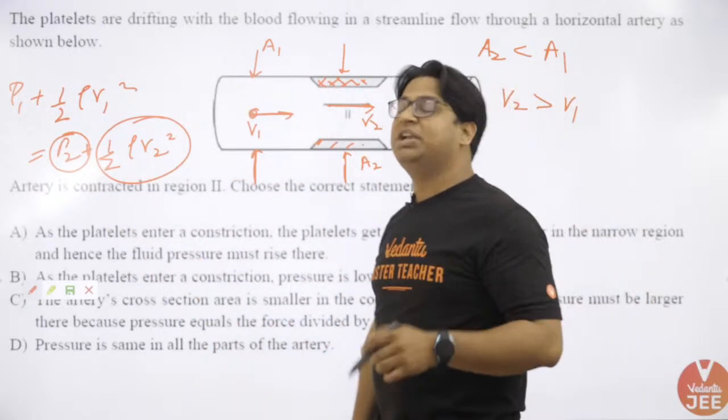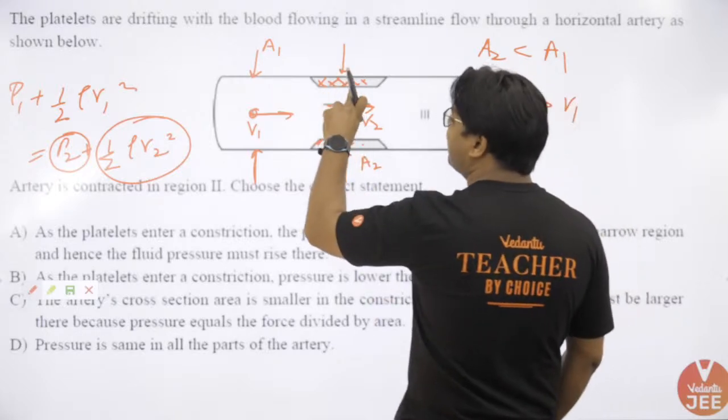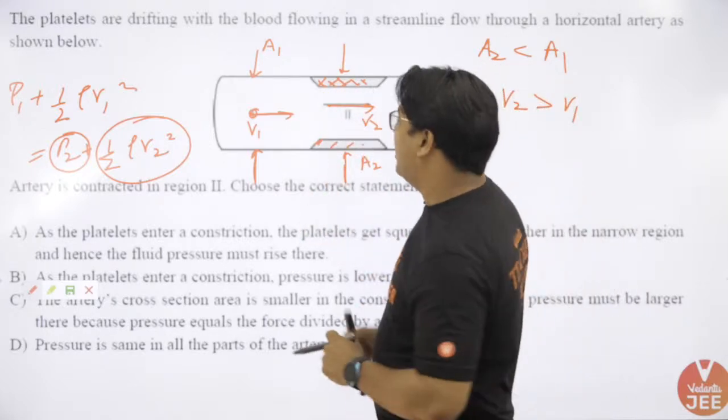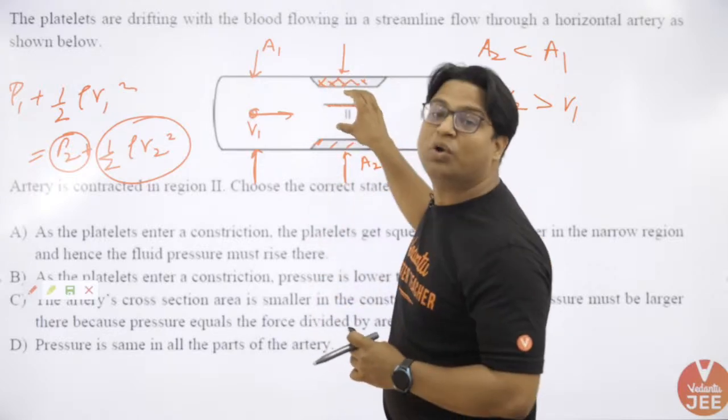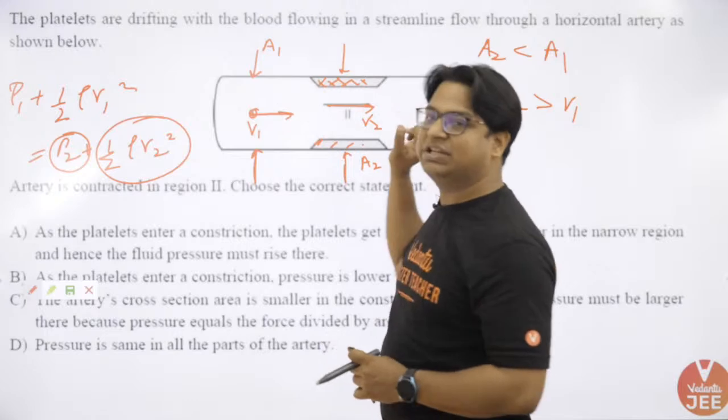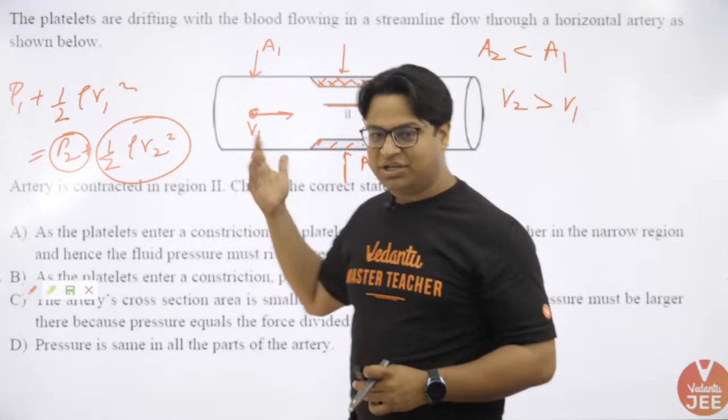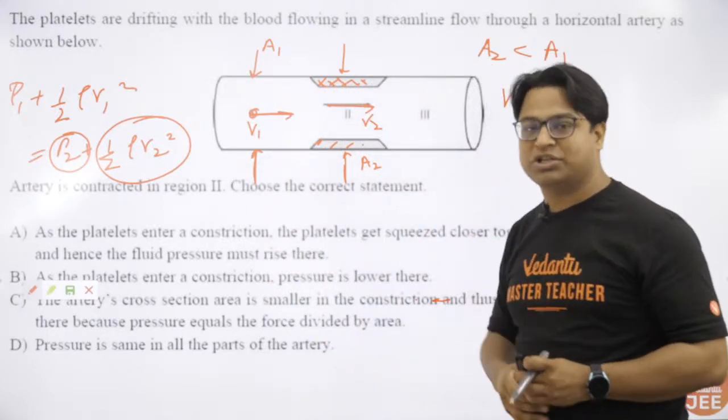So what will it lead to? It will lead to a collapse of this region. Actually, this is what happens. Because the pressure in the constriction decreases, it further leads to a collapse of the artery, which further decreases the speed, and such a phenomenon leads to the blockage of the artery.